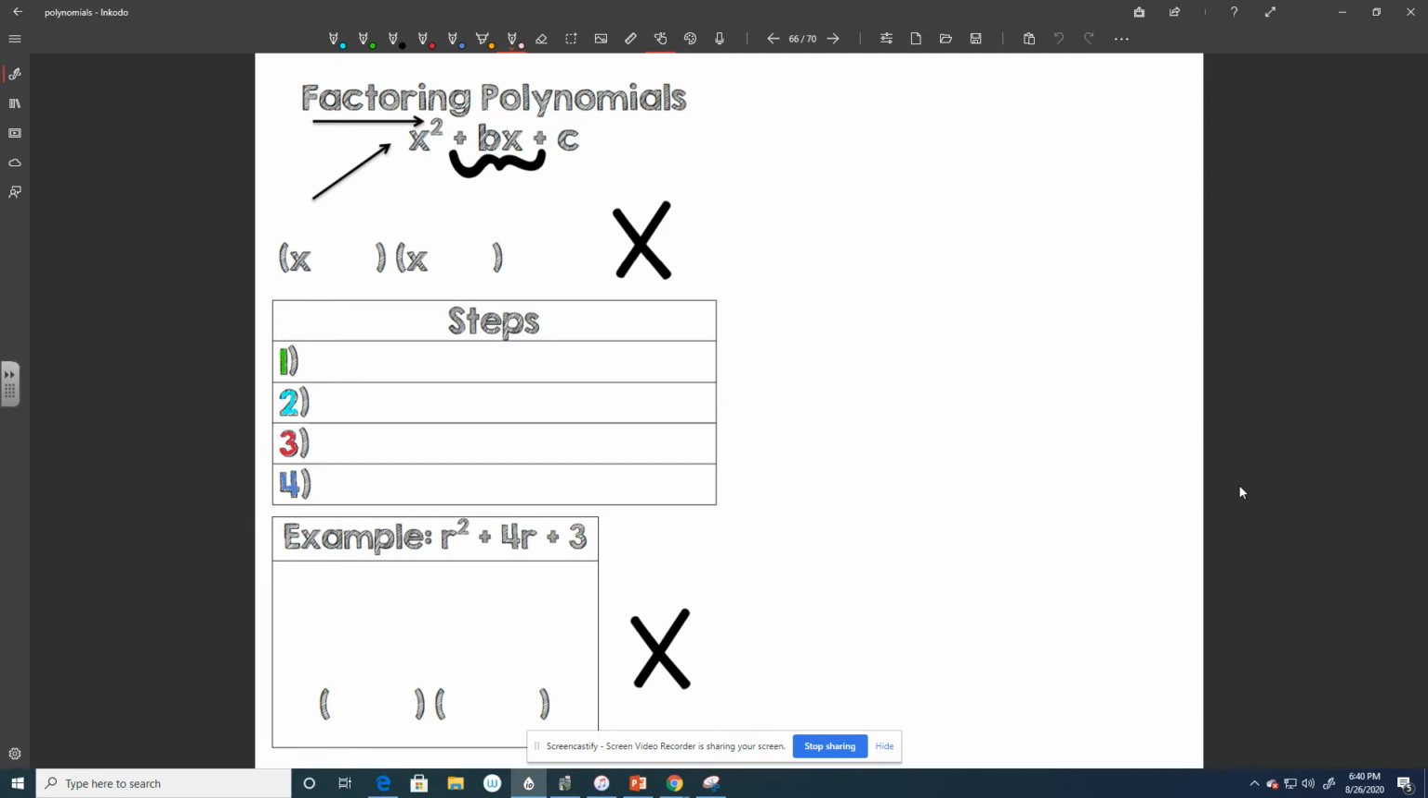So what we're talking about when we're talking about factoring polynomials, right here I have a polynomial. This is what we call a quadratic. And all that means is that there is a square. There's an x squared. So that makes it a quadratic equation or a quadratic polynomial. And this kind of polynomial has 3 terms. So we actually call it a trinomial, okay? Because it's got 1, 2, 3 terms.